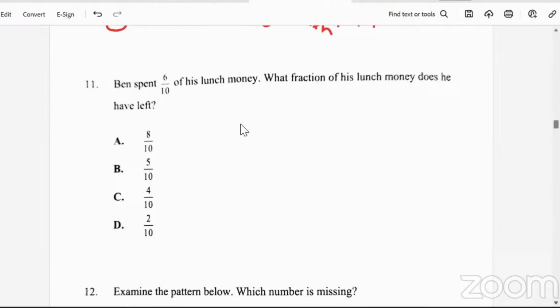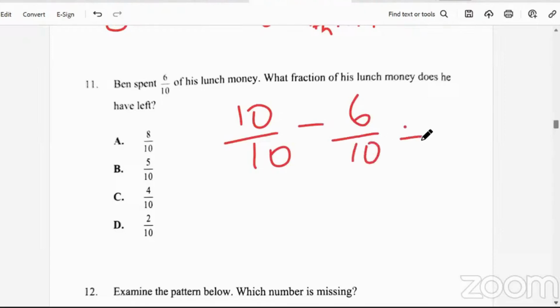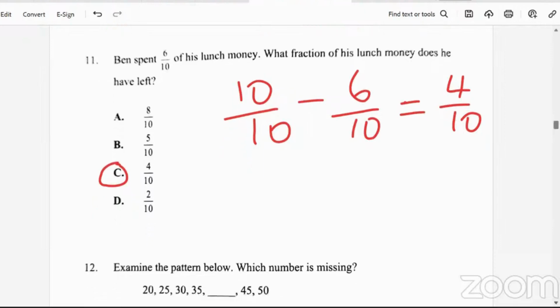So he had 10 parts out of 10, and he spent 6 out of the 10 parts, okay? And so that leaves him with 4 out of the 10 parts. So the answer is 4/10. That's C. All right, remember the denominator tells us how many total parts.